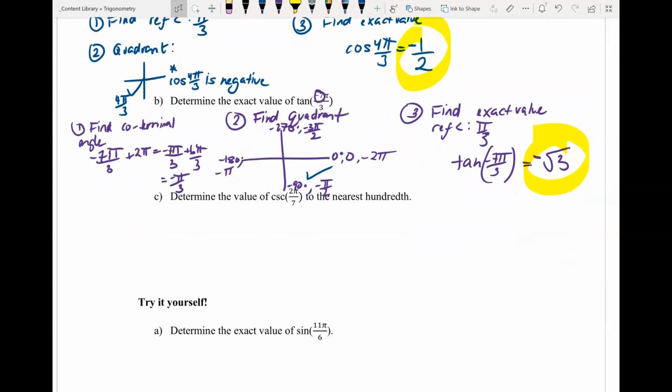Moving on to C, determine the value of cosecant 2 pi over 7 to the nearest hundredth. Just because it says the nearest hundredth, I can tell right away that we're going to use a calculator. And this is also not an exact value type of question because 2 pi over 7 doesn't look familiar for us in terms of the unit circle.